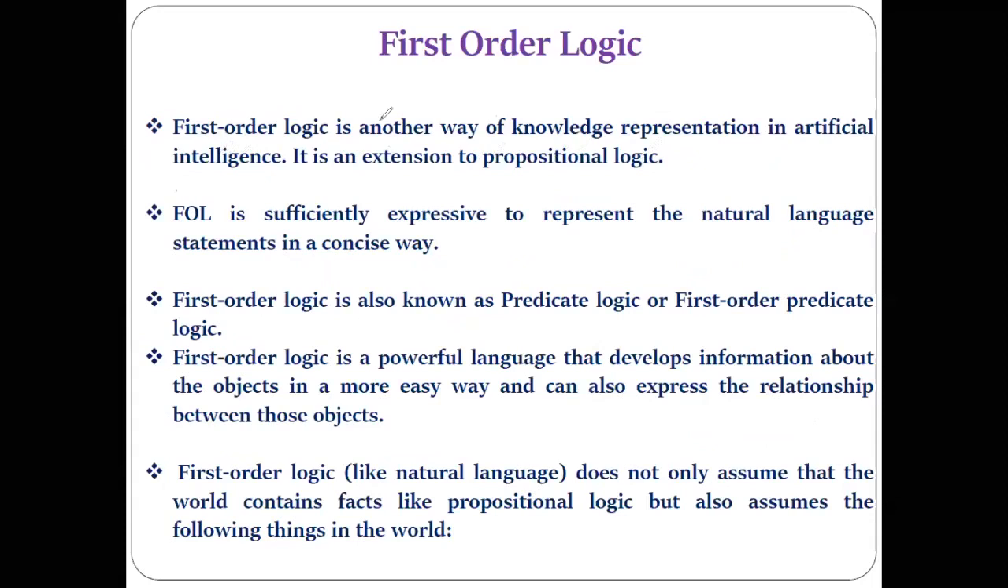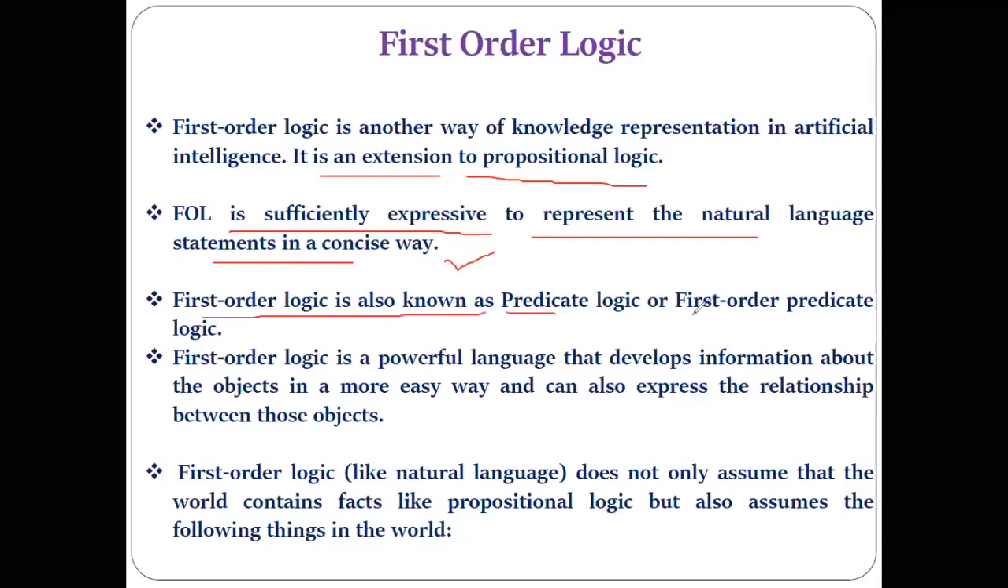First order logic is also called predicate logic, for your information. It is also called first order predicate logic, FOL or FOPL. First order logic is another way of knowledge representation. Just like the first one, proposition logic in artificial intelligence, it is the second category of formal logic, which is why it is considered an extension to proposition logic. It is sufficiently expressive compared with proposition logic, and has the expressive power to represent any kind of natural language statements.